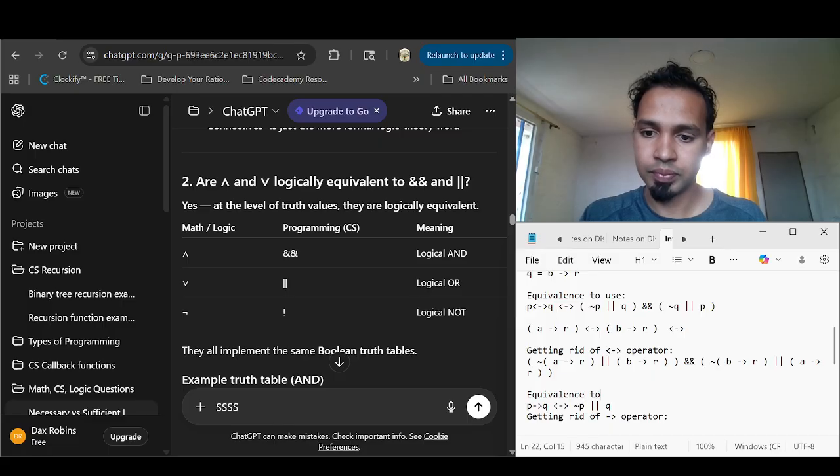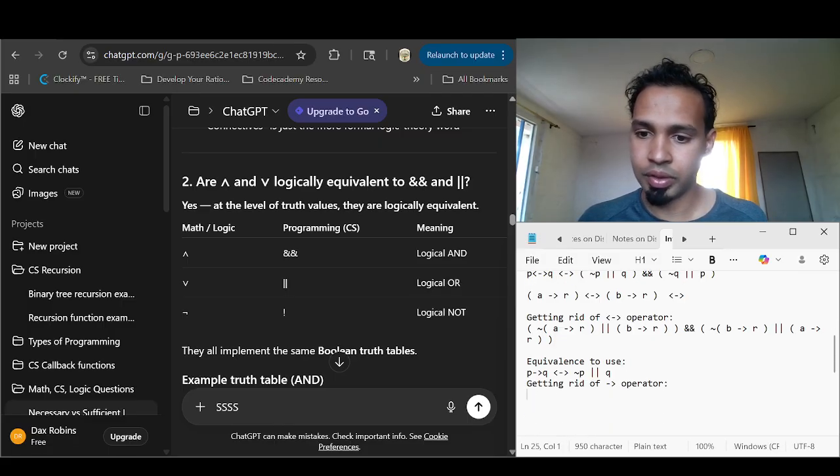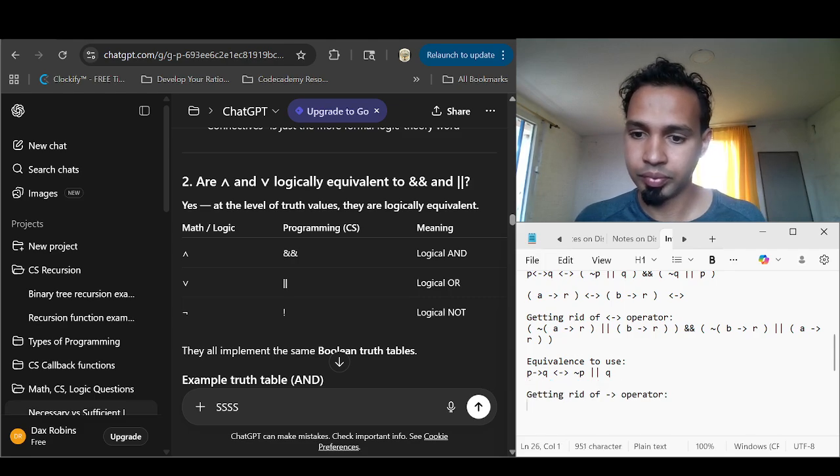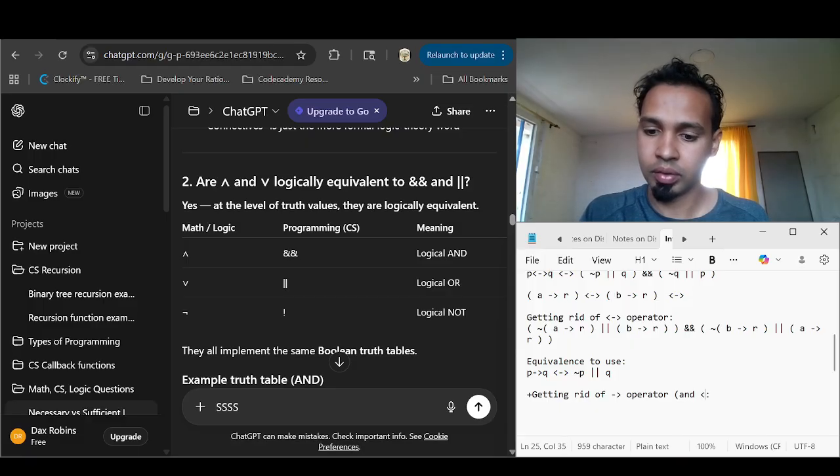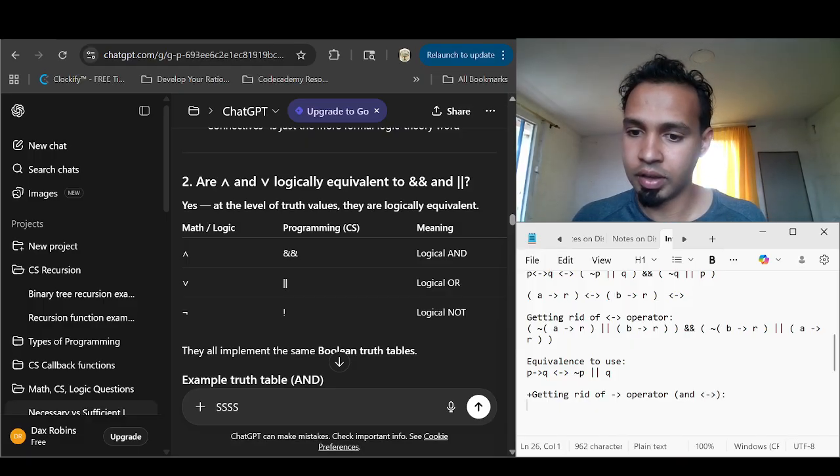Equivalence to use. And we're going to get rid of the and operator. I'll put a plus there suggesting that we got rid of and, and the if and only if operator.